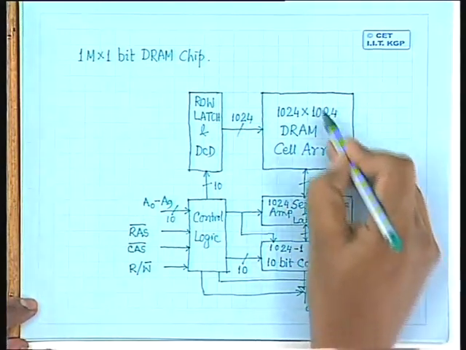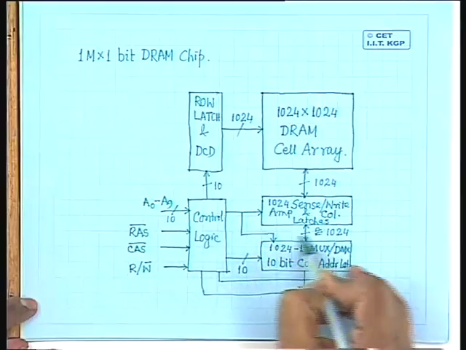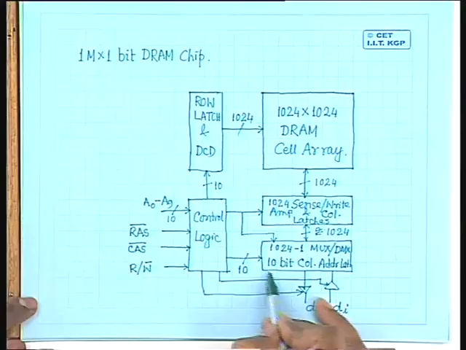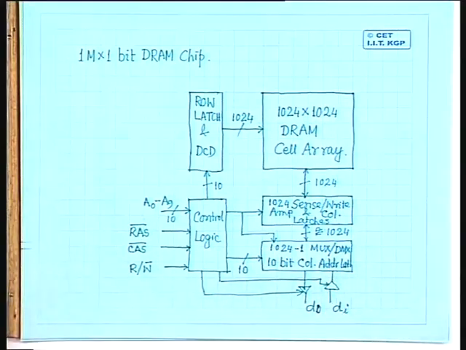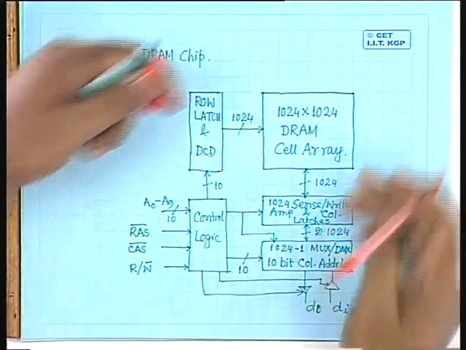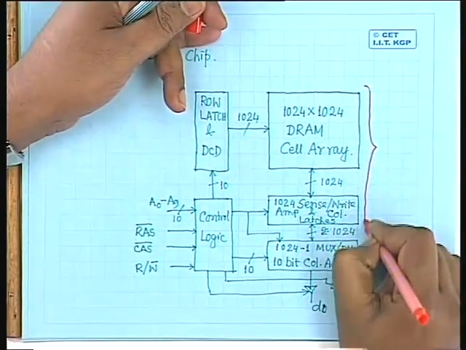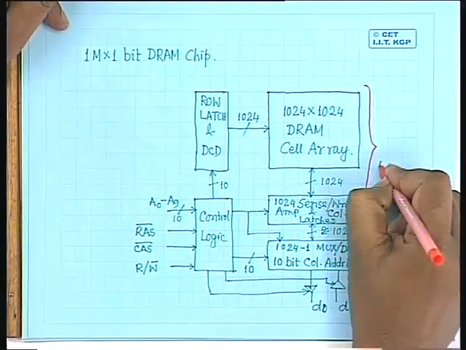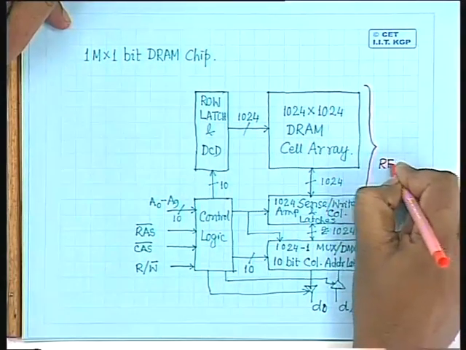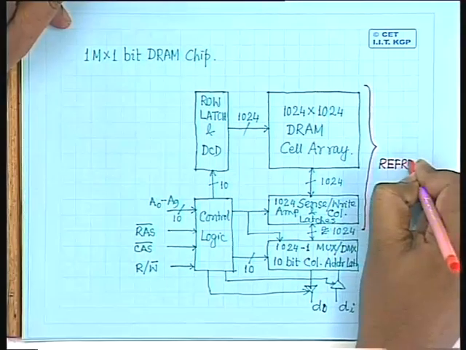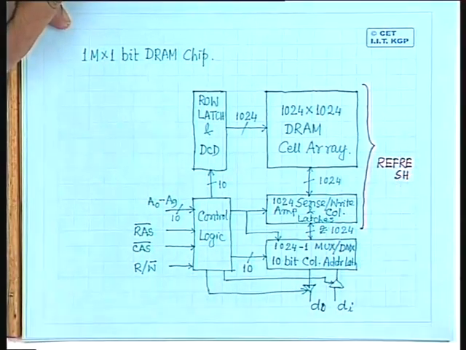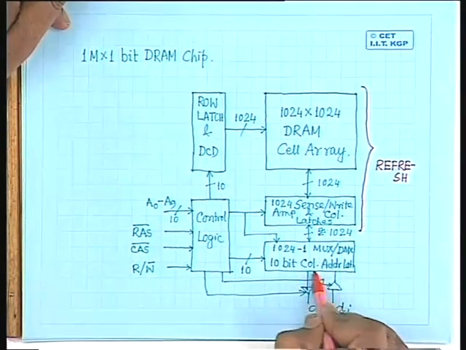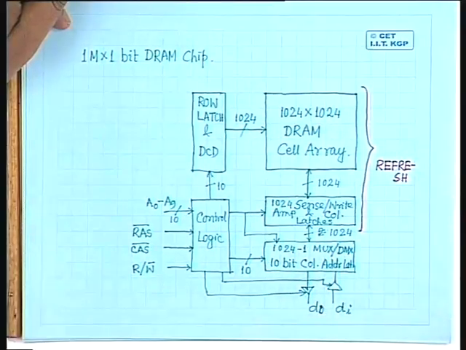Then the unit which is active is only this part in the refreshing unit. This part does not come into picture. So only this is the portion, along with the row latch and decoder and the control logic, that takes part in the refresh operation. This multiplexer demultiplexer unit or 10-bit column address latch unit does not take part in the refresh operation.